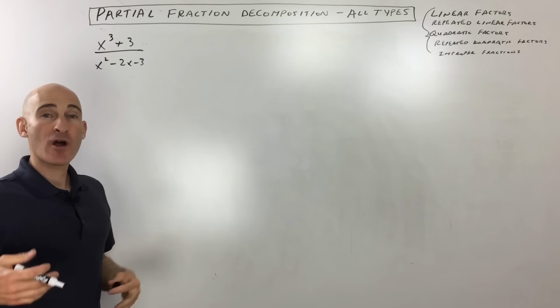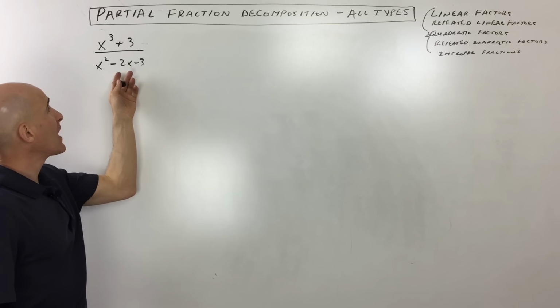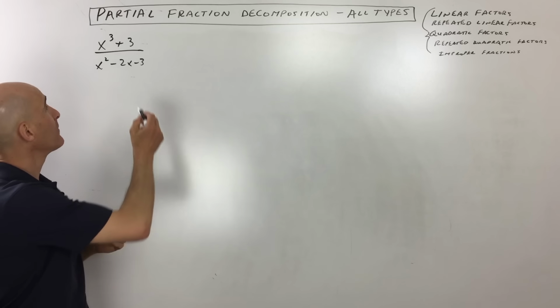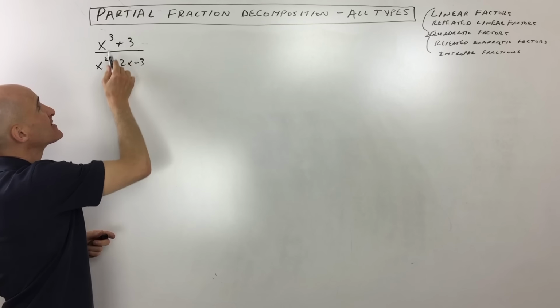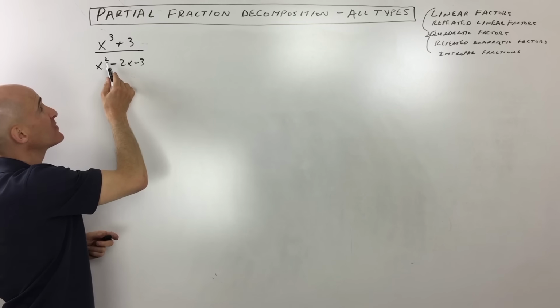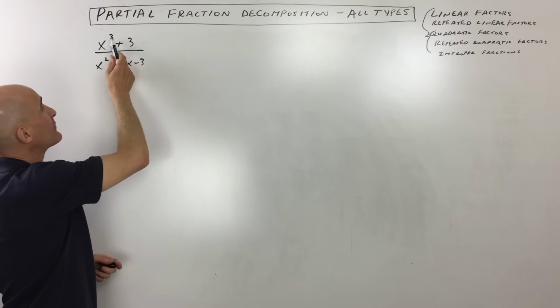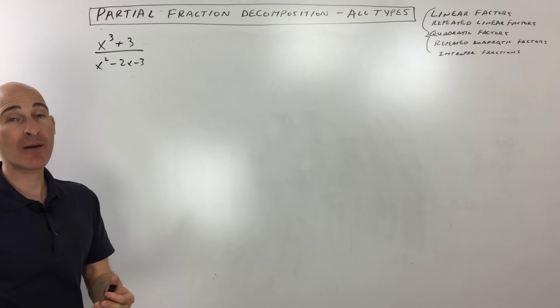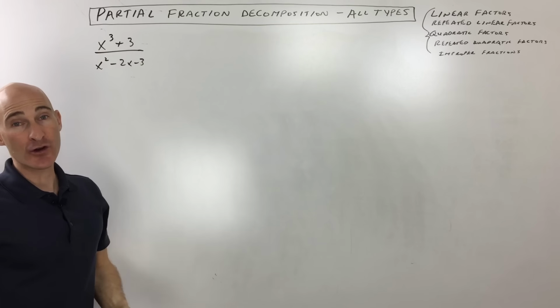Okay, the last type of partial fraction decomposition problem that we're going to work with today is when you have an improper fraction. Now, how do you recognize an improper fraction? Well, that's when the degree, the power in the numerator, is either the same as the highest powered term in the denominator or greater. Sometimes students don't realize that if these are both the same degree, that's actually considered improper, as well as when the degree in the numerator is greater than the denominator.